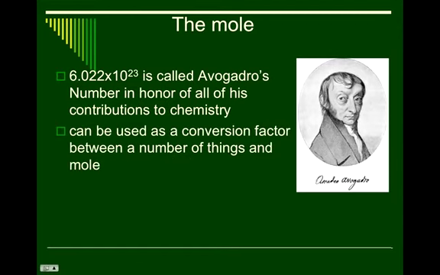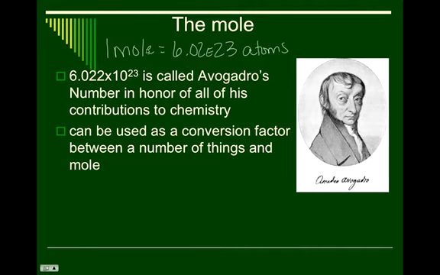So yay him. The nice thing about the mole is that it can be used as a conversion factor between number of things and the mole. And the reason it can be used as a conversion factor is because of this. 1 mole of something is equal to 6.02 times 10 to the 23rd, and I'll go with atoms. It could be molecules, it could be units, it could be donuts, it could be anything.